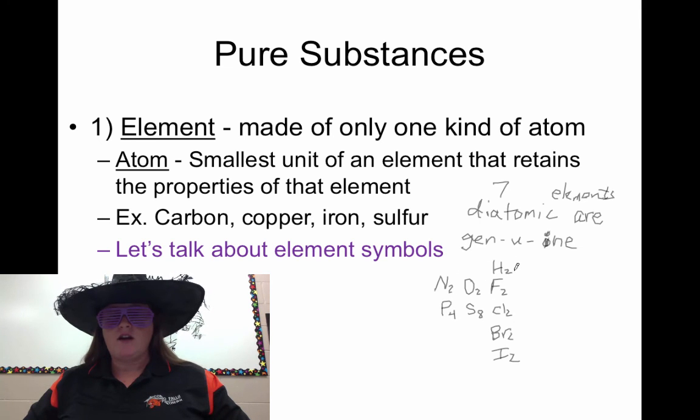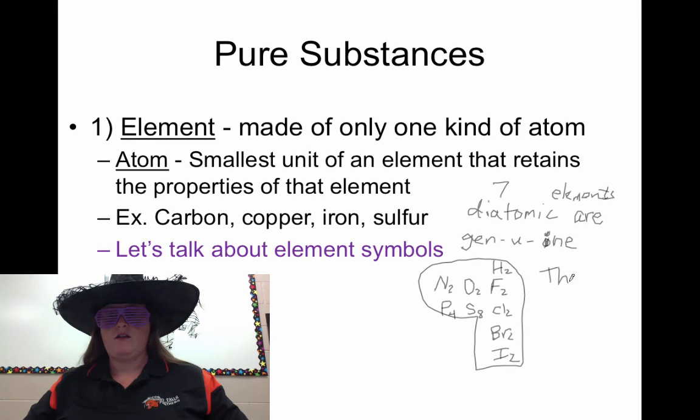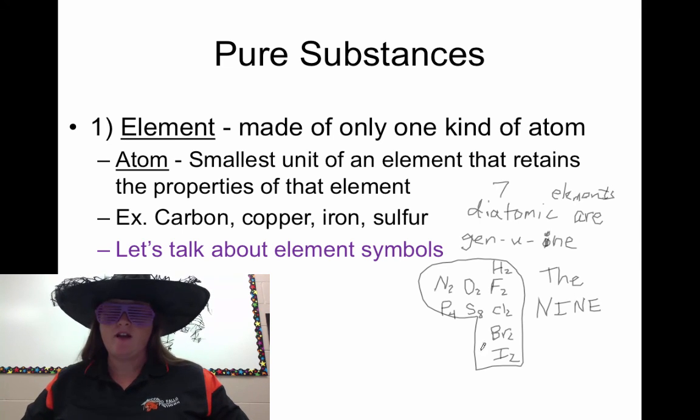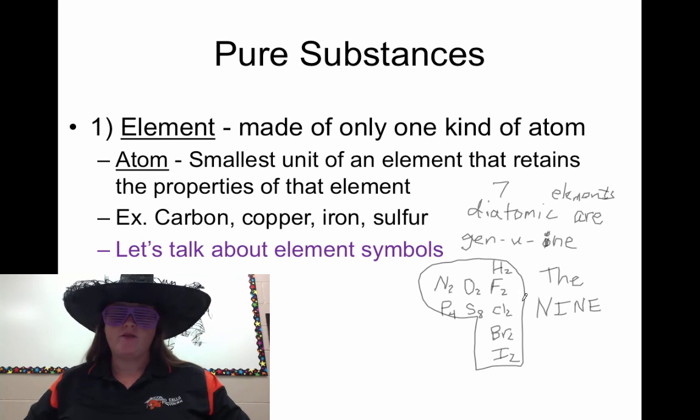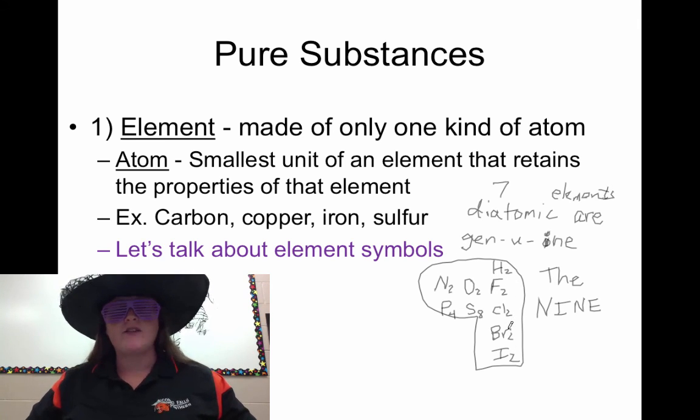So these are what I like to consider the 9. Because these 9 elements have extra subscripts in their formulas when we're expressing the element formulas. All of the other elements just have the element symbol. So these are the 9. You should make sure that you have these on your periodic table. They should have been listed had you done the periodic table activity already.